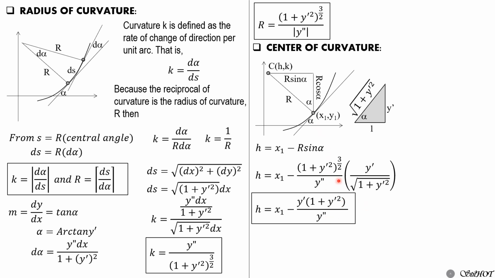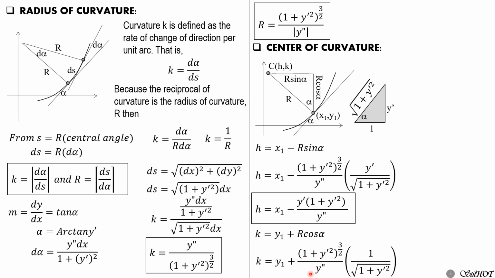K is equal to y1, then we go up, plus r cosine of alpha, and replacing r by 1 plus y prime square to the 3 halves over y double prime, and cosine alpha is 1 over the square root of 1 plus y prime square, we can cancel that. Therefore k is y1 plus 1 plus y prime square over y double prime.